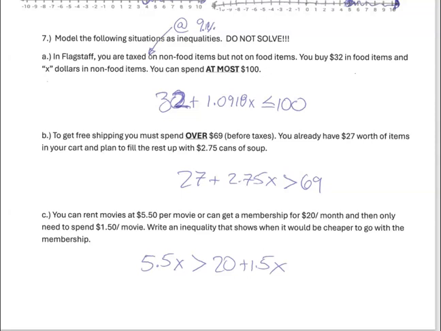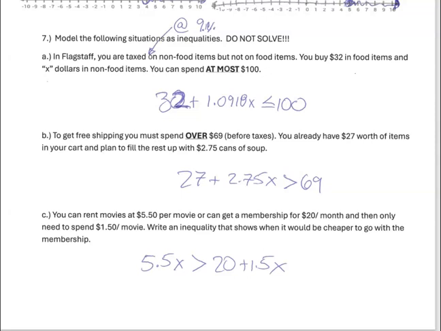As I told you, the best thing to do with these is write the left and right side and then figure out which symbol makes sense by asking, can this be bigger than? Can it be less than? Can it be equal to? The next one says that you have to spend over $69. So you already spent 27 bucks and you're going to go over and buy a bunch of soups because you know you're going to use those at some point.